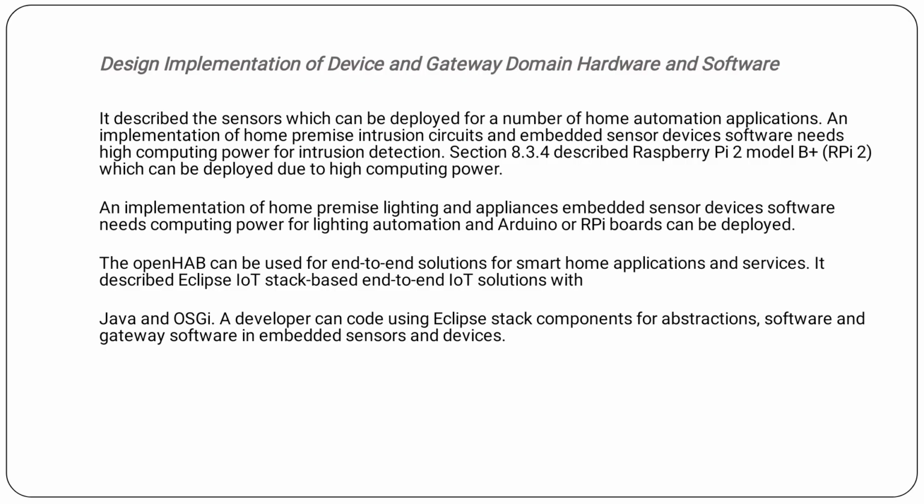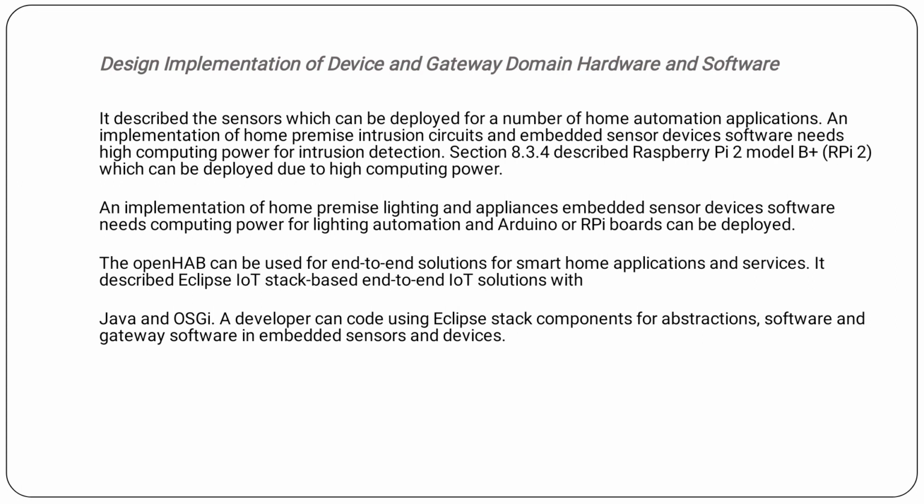Design and implementation of device and gateway domain hardware and software. It describes the sensors deployed for a number of home automation applications, and the implementation of home intrusion detection circuits and embedded sensor devices. The software needs high computing power for intrusion detection. This section describes the Raspberry Pi 2 model, which is deployed due to its high computing power, and the implementation of home lighting and appliances. Embedded sensor device software needs computing power for lighting automation, and an Arduino or RPi board can be deployed.